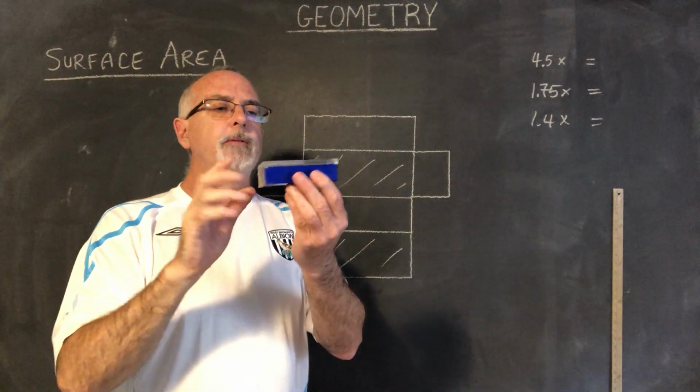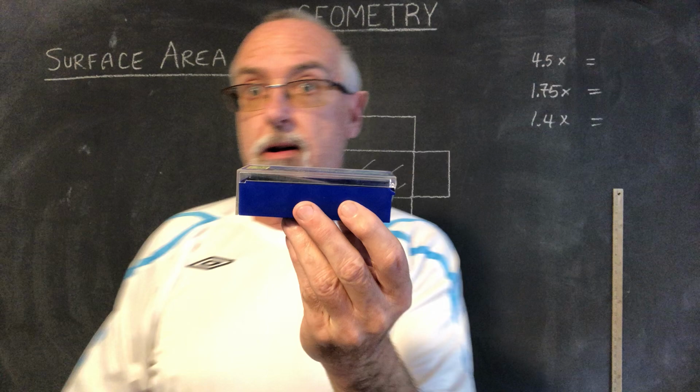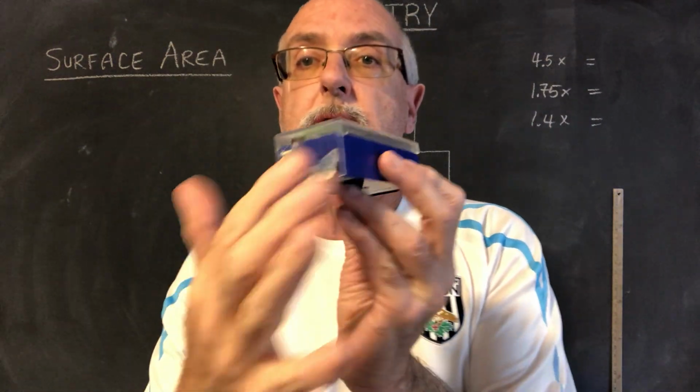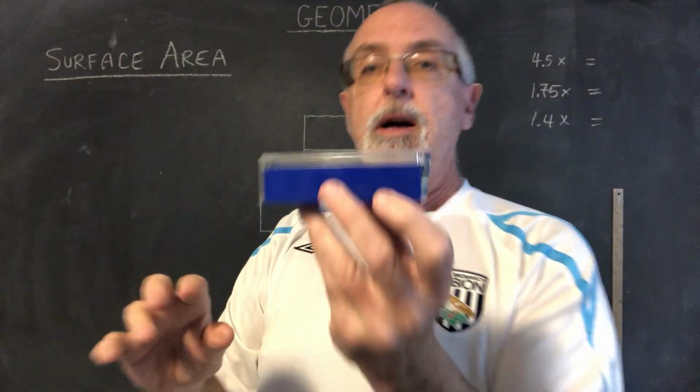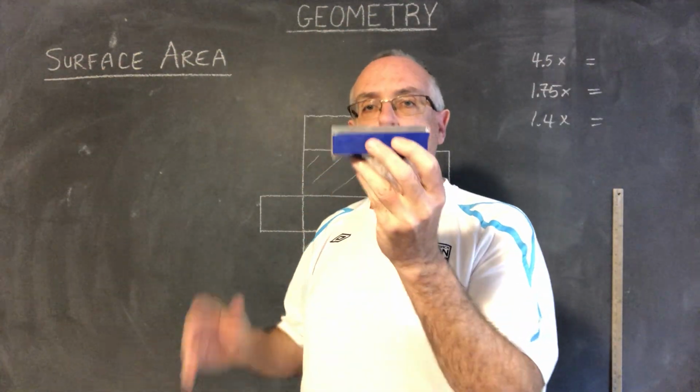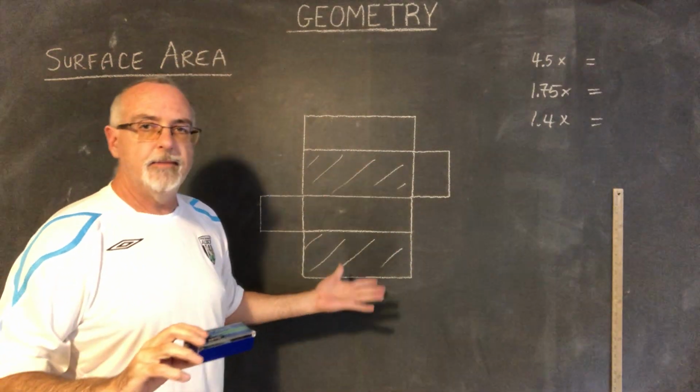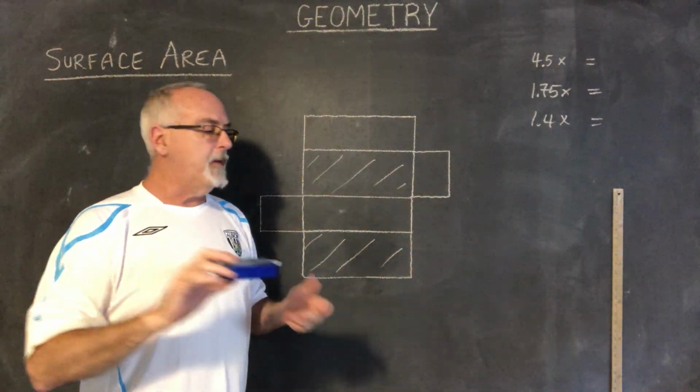And of course, I can find things like the surface area. Yeah, that's what this lesson is about. The total area of all 6 of these rectangles on this little box. I can find the surface area of this using formulas, but I can also find the surface area of this expanded version of the same thing.